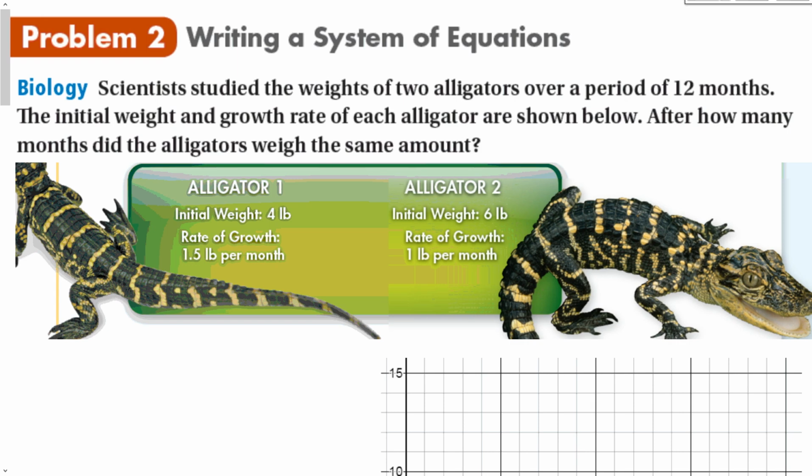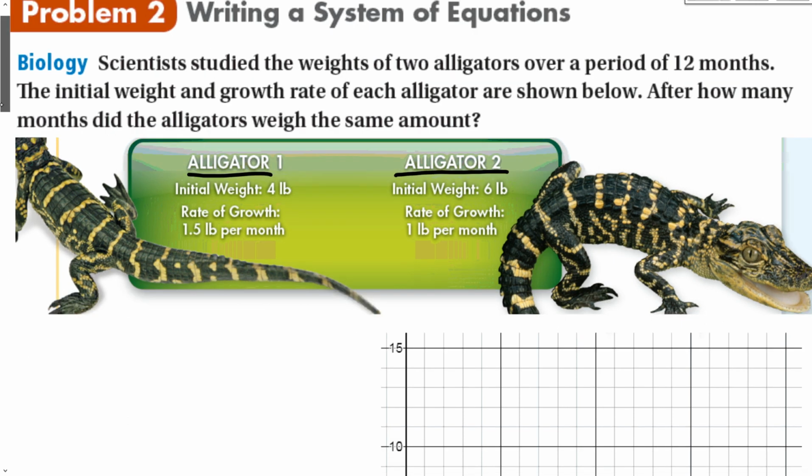Now, it doesn't always have to be so simple, right? We can also use this with a word problem to generate a system of equations. So scientists studied the weights of two alligators over a period of 12 months. The initial weight and growth rate of each alligator are shown below. So alligator 1, alligator 2. After how many months did the alligators weigh the same amount? Okay, so let's solve this by graphing.